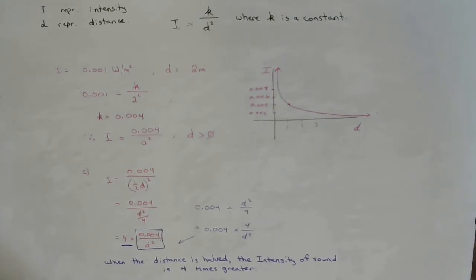So what would happen if you went from 10 meters away to 2 meters away? How much louder, how much more intense would the sound be? So you're 5 times closer, so the sound would be 25 times more intense. The square of the distance.